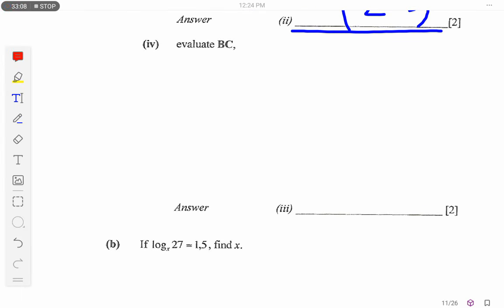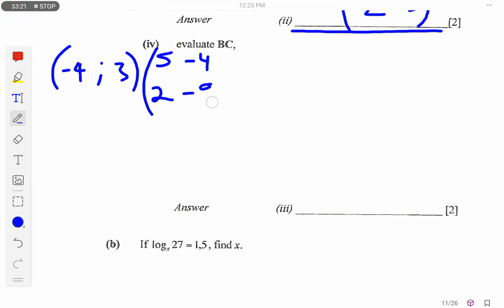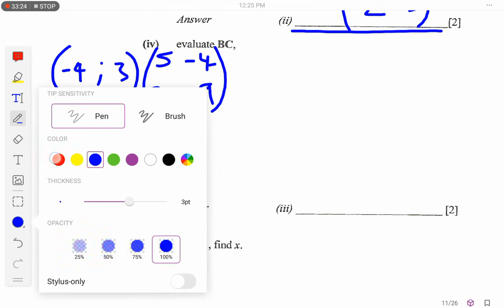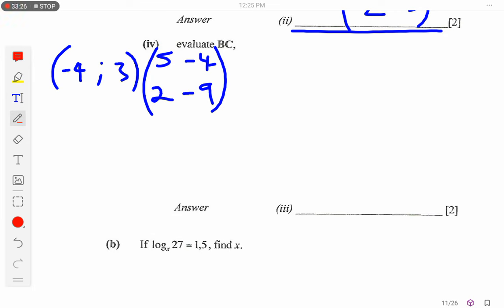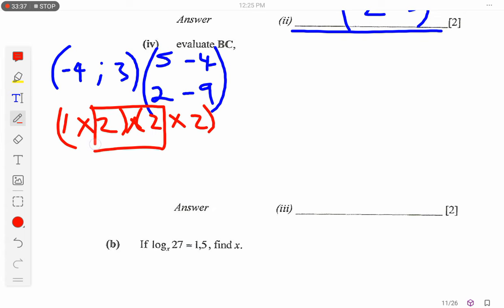Lastly, let's find the value of b times c. Let's write our b: minus 4 and 3. Then our c is 5, minus 4, 2, minus 9. The first thing you have to do is check if you can multiply these two. This is a 1 by 2 matrix, and this is a 2 by 2 matrix. When the inner numbers are the same, it means you can multiply.